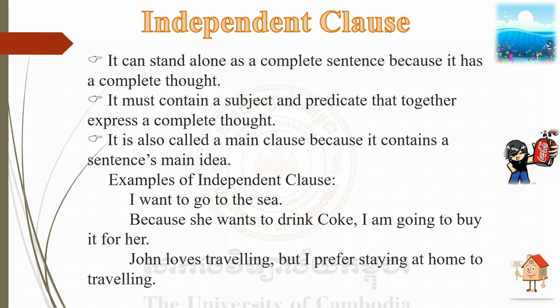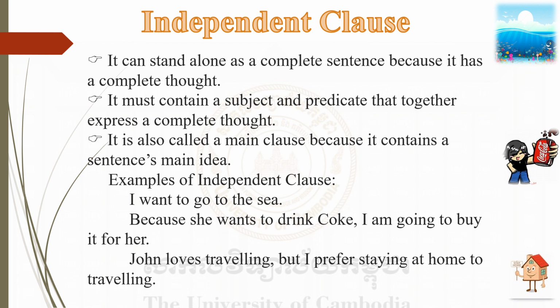And now we move to independent clause. So what is an independent clause? An independent clause can stand alone as a complete sentence because it has a complete thought. It must contain a subject and predicate that go together to express a complete thought. It is also called a main clause because it contains a sentence's main idea.